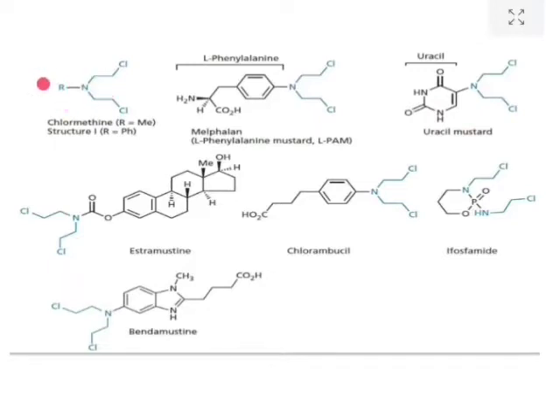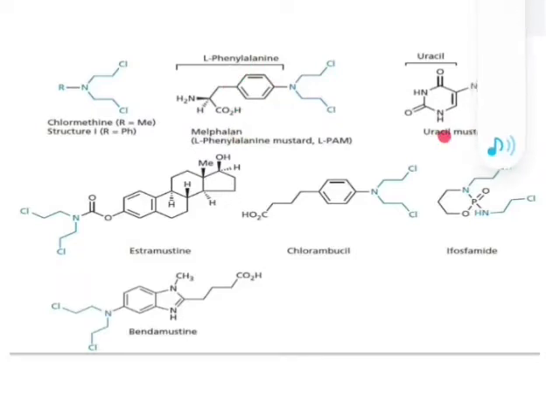The simplest is what we call chlormethine or mechlorethamine, when R is a methyl group. So indeed, this is the general structure of the nitrogen mustards, and what changes is this R. You can see for mechlorethamine or chlormethine, R is a methyl group. Then you have melphalan, also a nitrogen mustard. Again, what changes is our R, and it is phenylalanine. So we can even call it phenylalanine mustard, because all of that group is phenylalanine and represents the R.